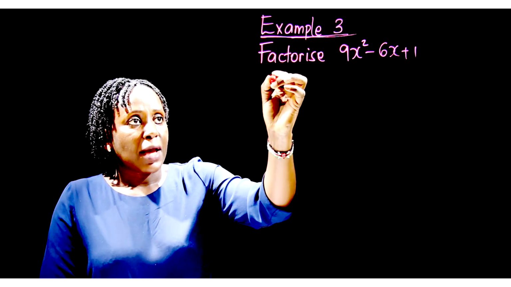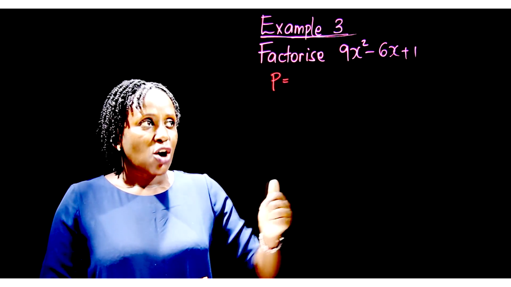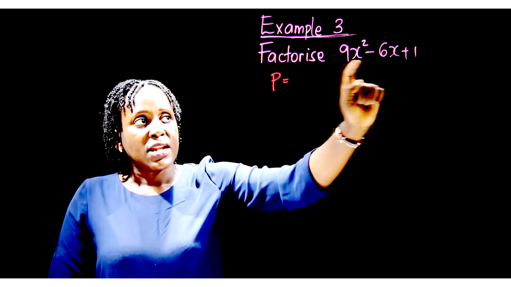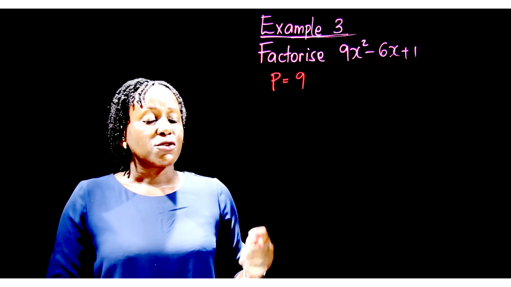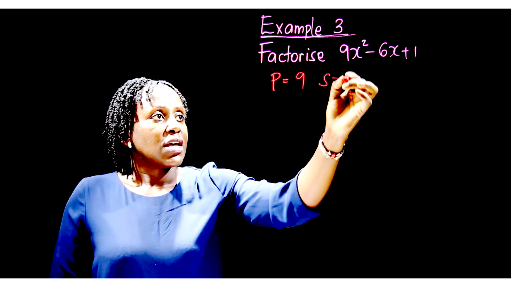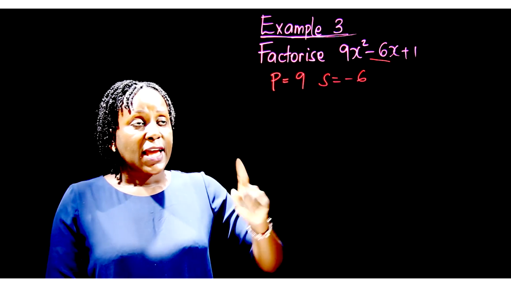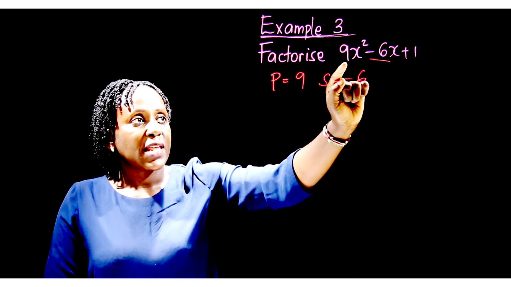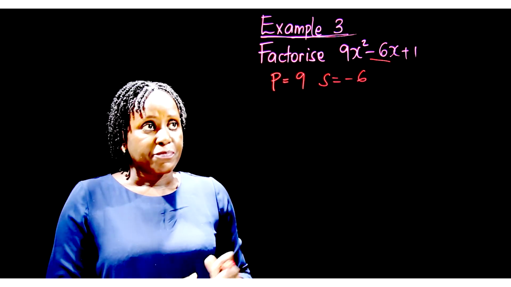So we need two numbers such that when you multiply them, we are not now only going to consider 1. We're going to multiply 9 times 1. 9 times 1 is 9. So we are looking for numbers such that if you multiply them, you get 9. And the sum will still be negative 6. So the 9, we use it to get the product. So you multiply the first value and the last value, which gives you 9.